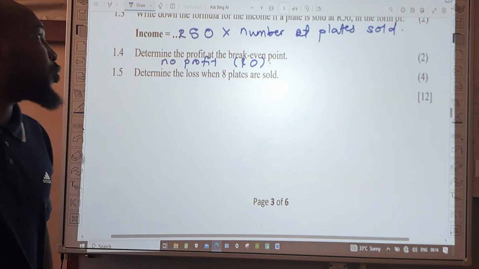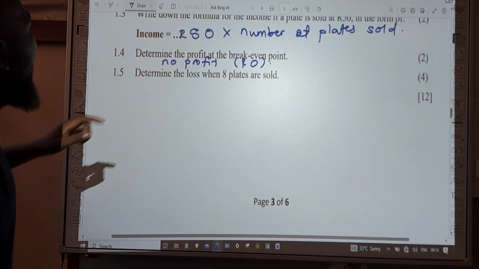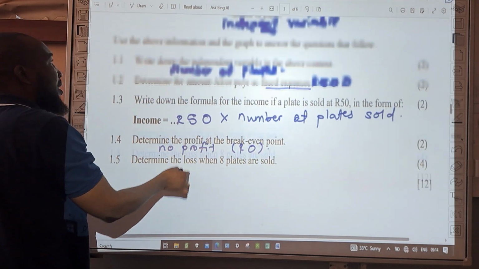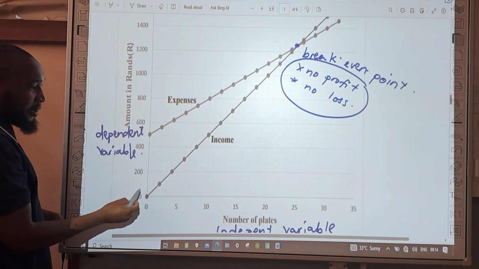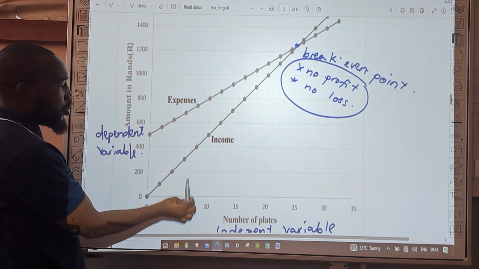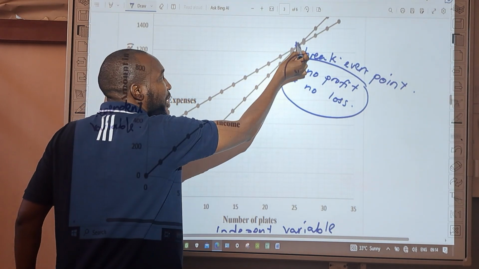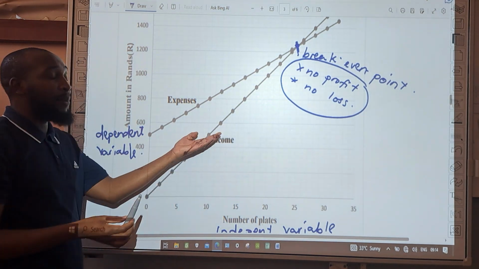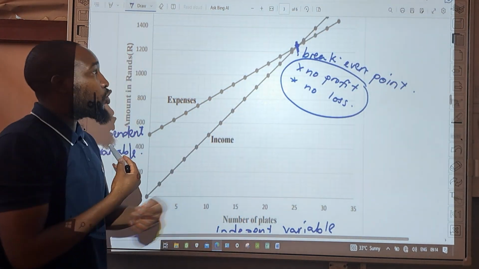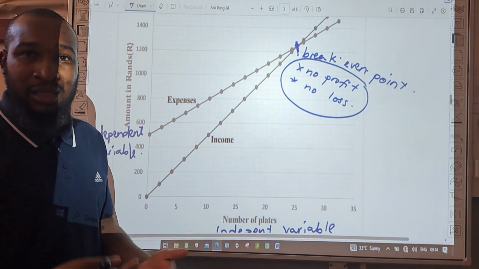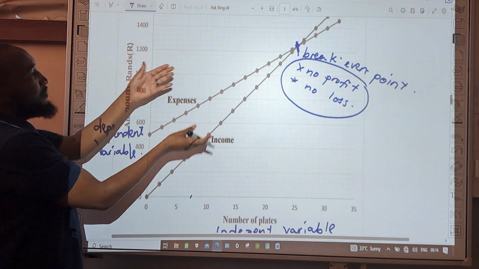1.5, determine the loss when 8 plates are sold. So if you are going to sell 8 plates, how much are you going to lose? Going back to our graph, 8 plates is going to be here. You are not yet making profit. Until this point, you are still making a loss because your income graph is below the expense. You will start making profit after the break-even point. So before you break even, you are still making a loss. You understand?